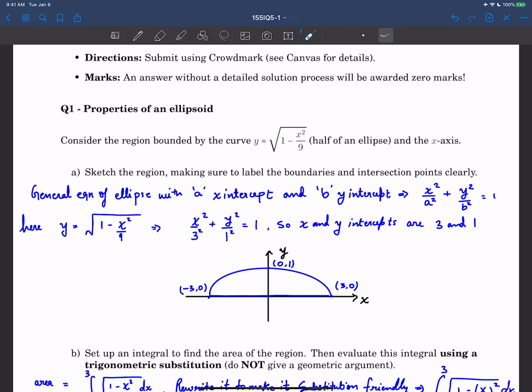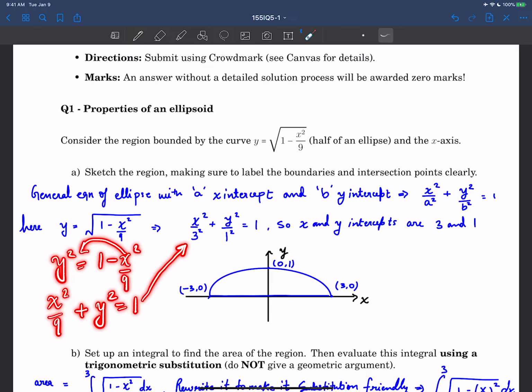So that's it. Now, if you try to isolate this equation and rewrite it algebraically, first of all, you'll square both sides. You get y squared equals 1 minus x squared divided by 9. And you move this over to that side, you get x squared over 9 plus y squared equals 1. And that's what you have here. I wrote the 9 at the bottom as 3 squared, and I wrote a 1 squared at the bottom just so I can easily identify what a squared and b squared are, and hence a and b.